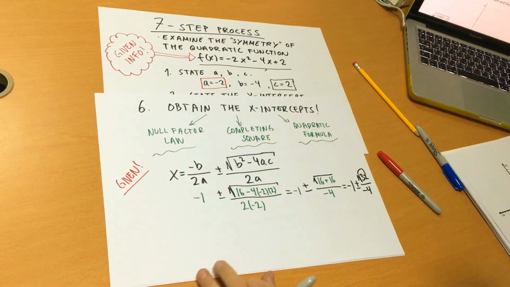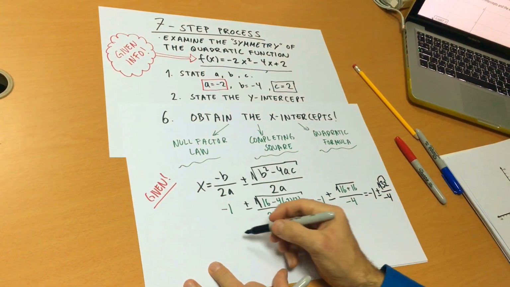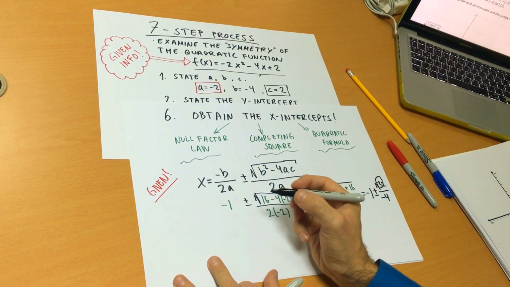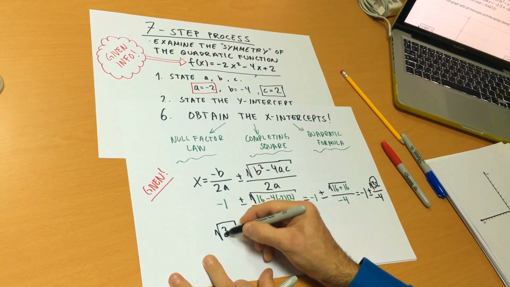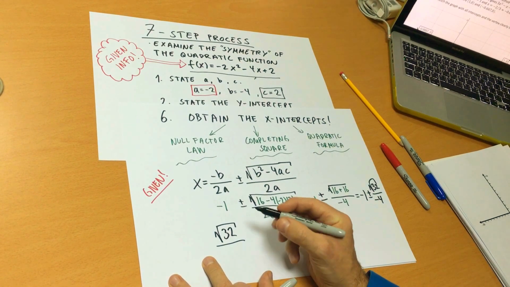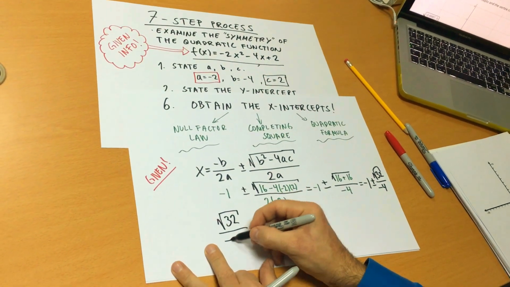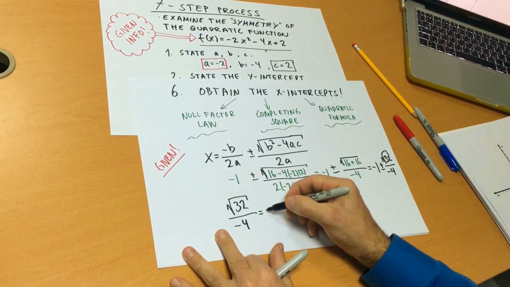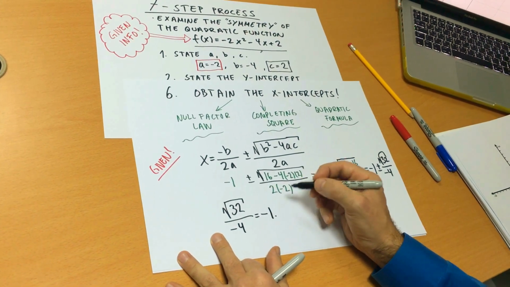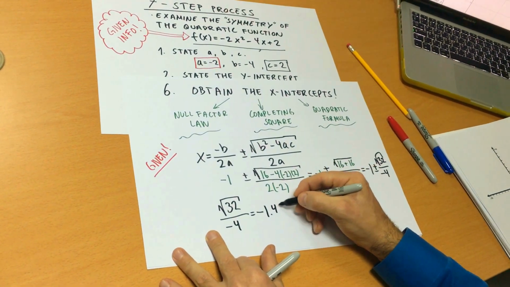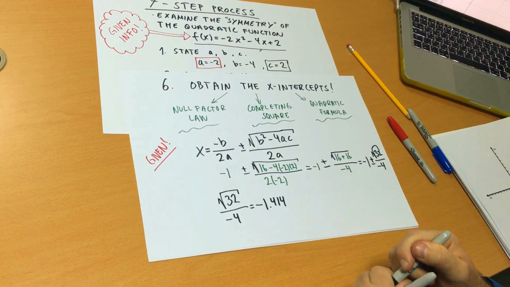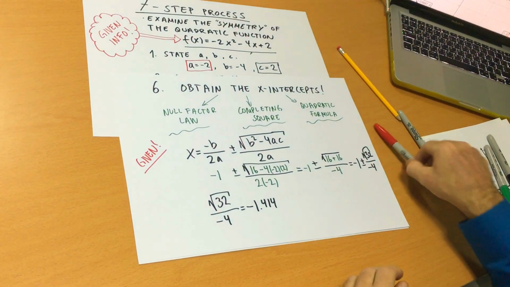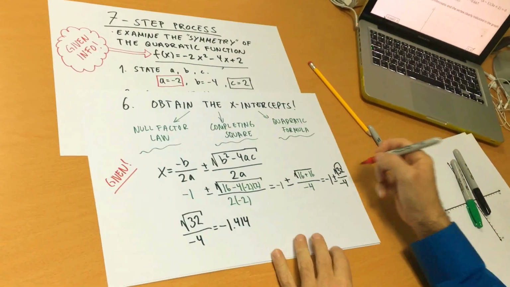And I have done this a little bit beforehand. I know I can put it into a calculator, and please check that you're getting the same numbers. Square root of 32 divided by negative 4 is equal to negative 1.414. So let's do this carefully now. I'm going to write this in red so that we see what we're doing.